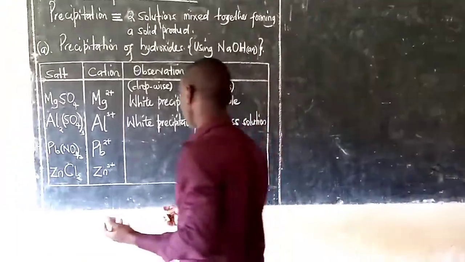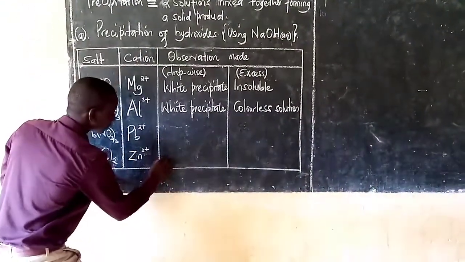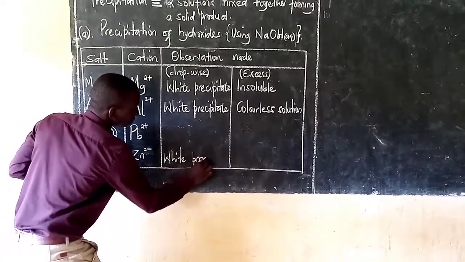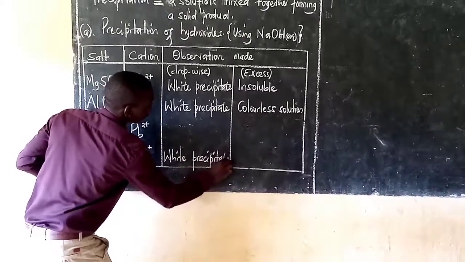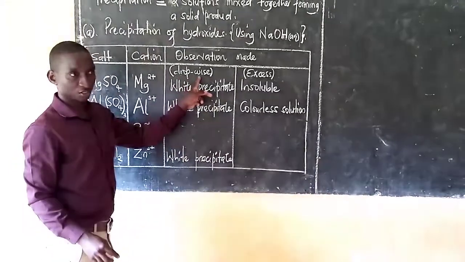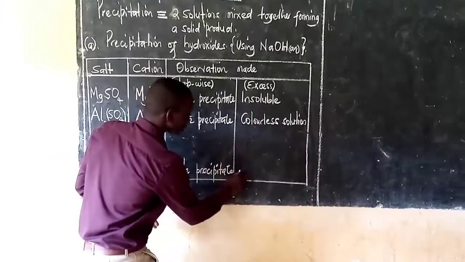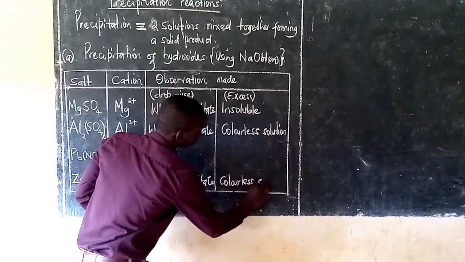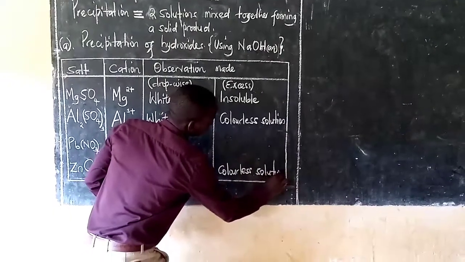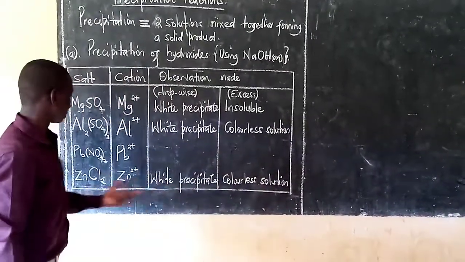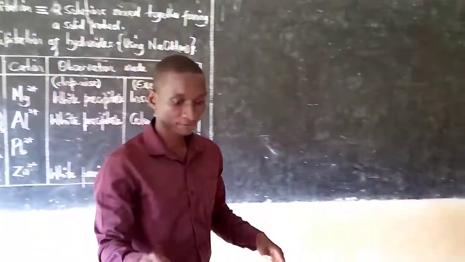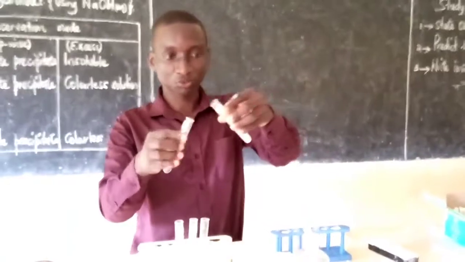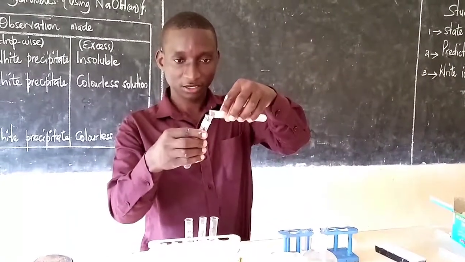So we also come and report this. Zinc gives us a white precipitate if we are adding dropwise. Then in excess, we are seeing that it has given us a colorless solution. The last salt we want to see is lead. Lead is here. We pick our clean test tube, a small amount of lead.